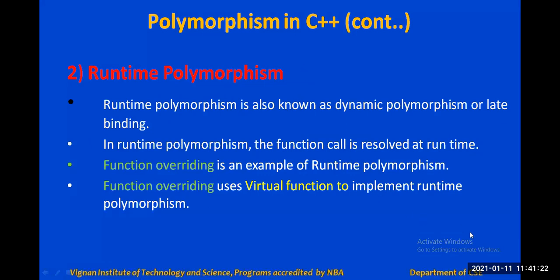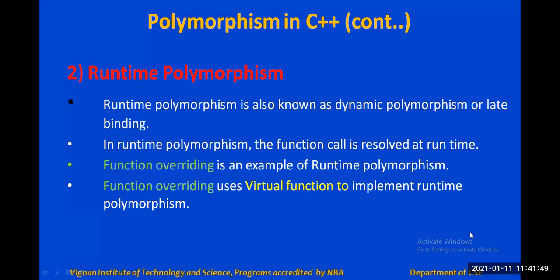See, the same function, its two definitions exist here. One is in the base class and one is in the derived class. Then the derived class function will override the function in the base class. That is called function overriding. So this function overriding concept uses the virtual function to implement runtime polymorphism, right?